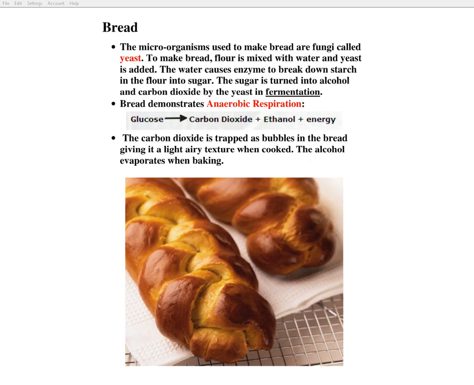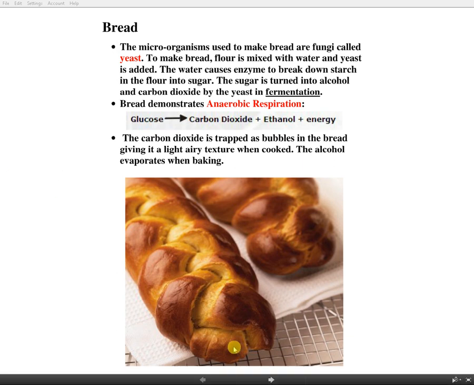Okay, in this video tutorial we're going to talk about how microorganisms can be used to help us make certain foods. So the first one we're going to look at is bread. You've all probably eaten bread, and this uses yeast as the key microorganism that's used generally to make bread.